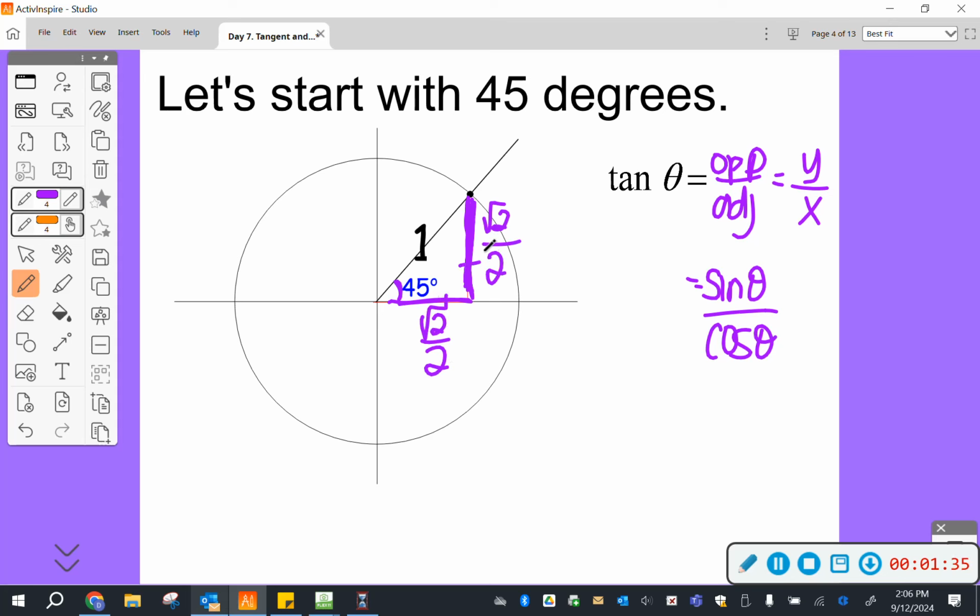Don't you agree they're the same because it's a 45, 45, 90 triangle? So I'm going to divide. What is the square root of 2 over 2 divided by the square root of 2 over 2? Anything divided by itself is 1. Y'all, the tangent of 45 degrees is always 1. Okay.